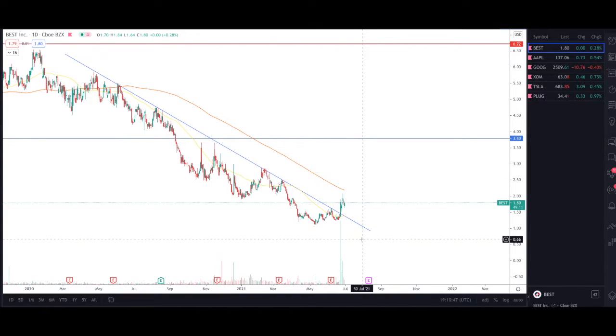Does that mean the stock is going to go up? Maybe. Does that mean the stock is going to go sideways? Maybe. Does that mean the stock is going to continue to go down? Maybe. We don't know yet. What we do know is this trend is broken.